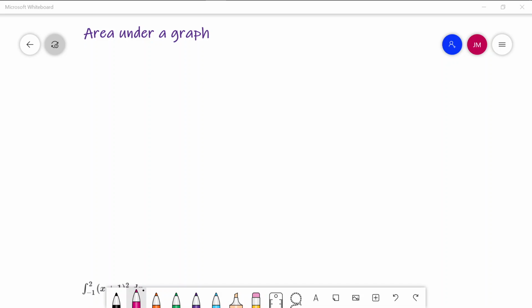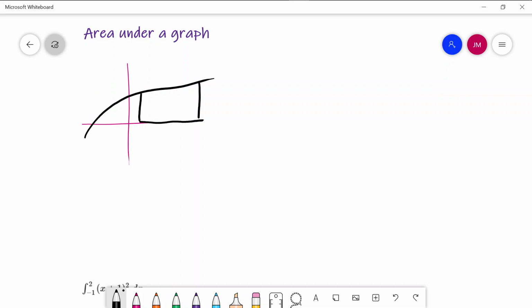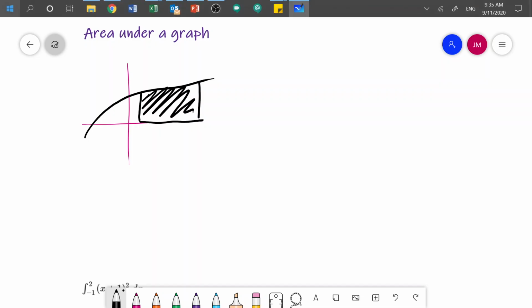Welcome back. This lesson we're going to be looking at how to find the area under a graph. If we think of any graph at all, there's going to be an area that's enclosed by that graph and the x-axis. If I wanted to find this area here, how could I do it? Now there's a couple of different ways, and the first way we're going to look at is what's called the left and right endpoint estimate.